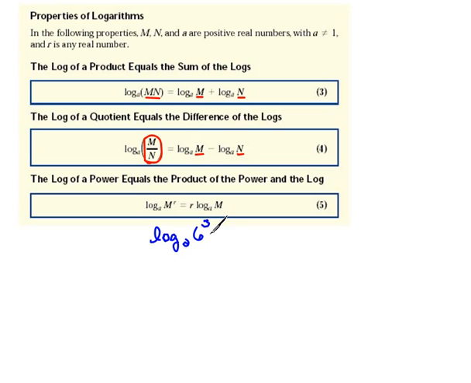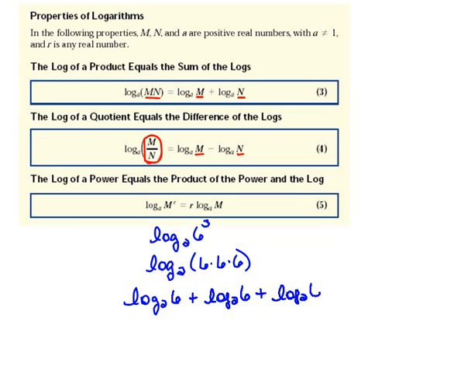Okay, what does it mean to multiply something to the third power? It means to multiply to itself 3 times, right? So this would be the same thing as saying log base 2 of 6 times 6 times 6. True? Okay, now we have a property that says if we've got logs that we're multiplying, we can separate them out with addition. So I could separate these out and say log base 2 of 6 plus log base 2 of 6 plus log base 2 of 6.